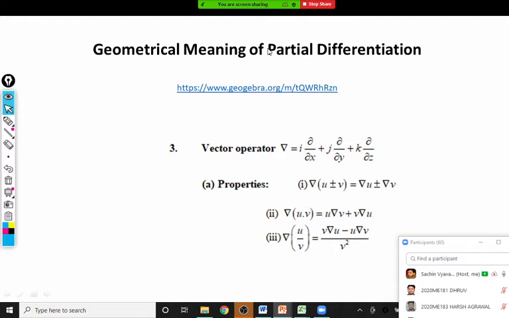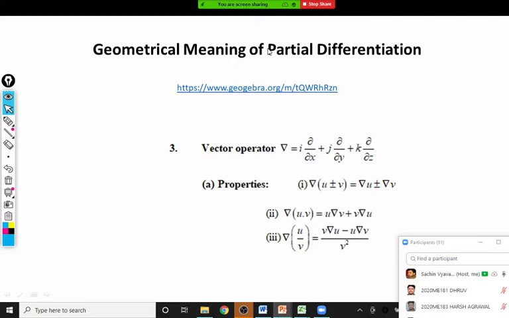If you take a cross section of that surface in the xz plane, then you will get a curve, and it is the slope of that tangent along the x-axis. Dou f by dou y is obviously the slope of a tangent along the y-axis. So dou f by dou y is the slope of a tangent to the curve along the y-axis for that surface. So that way, the geometrical meaning is there for partial differentiation.